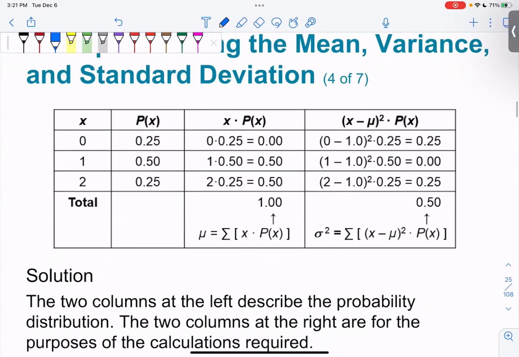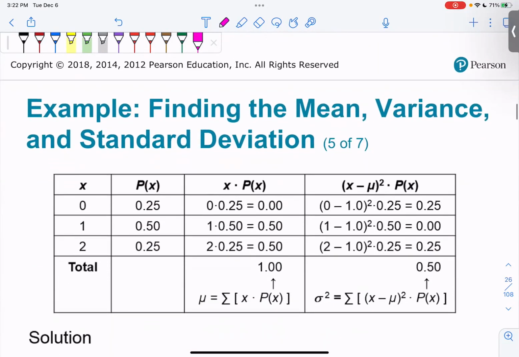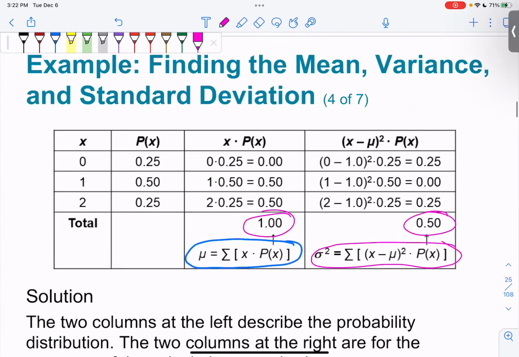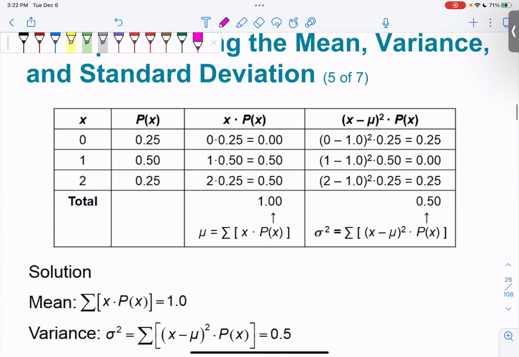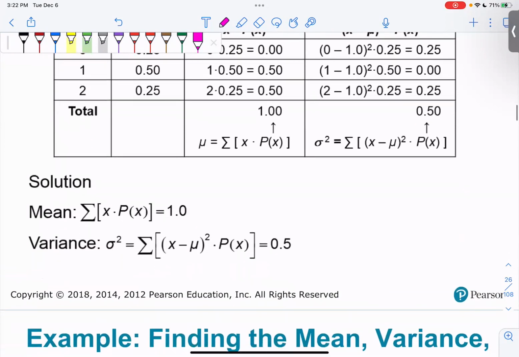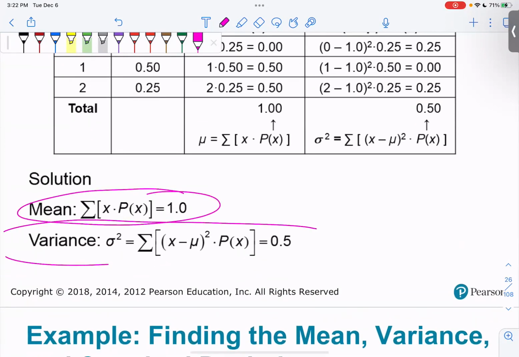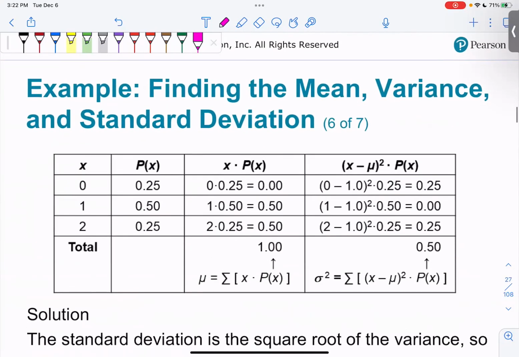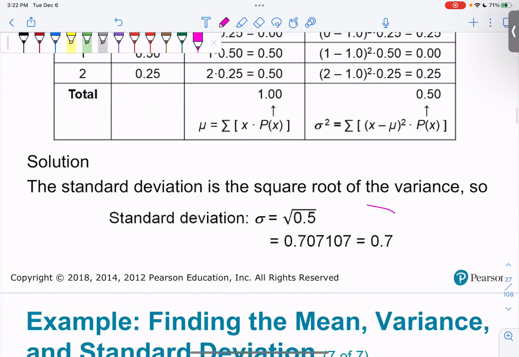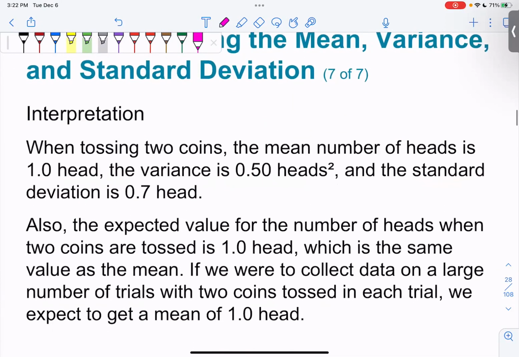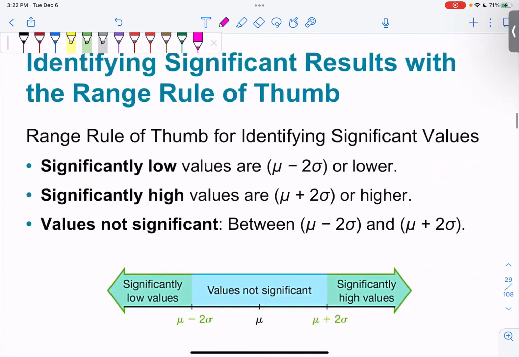And this is the way they answer the question. So this is the mu, which is equal to 1. We did find that. And this is the variance, equal to 0.5. Okay, so it's just repeated. So this is the mean, and this is the variance. And this is the standard deviation, okay? Which is the square root of the variance.